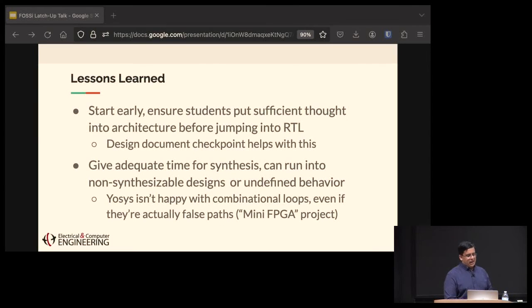And then finally, have them start early, make sure they think about their projects before jumping into the RTL design, and give adequate time for synthesis. We had a couple of issues where Yosys would hit a false combinational loop, and this actually precluded a project from being synthesized onto the tape-out. Unfortunately, the student had waited until very late in the tape-out process, so we weren't able to get it fixed in time for tape-out.